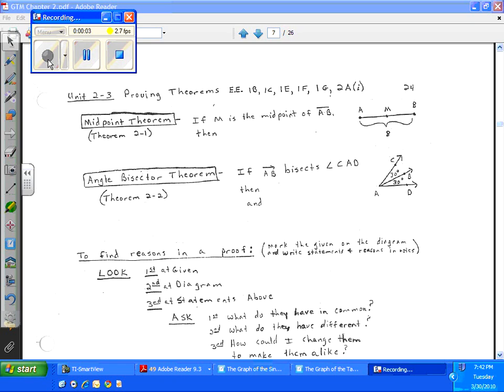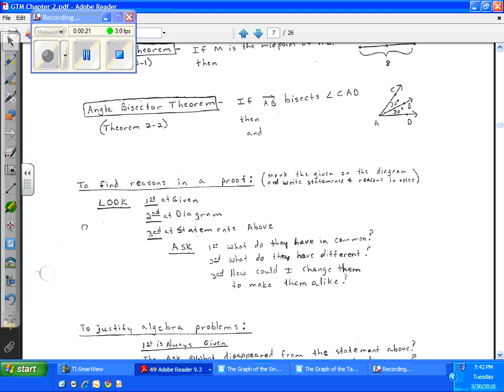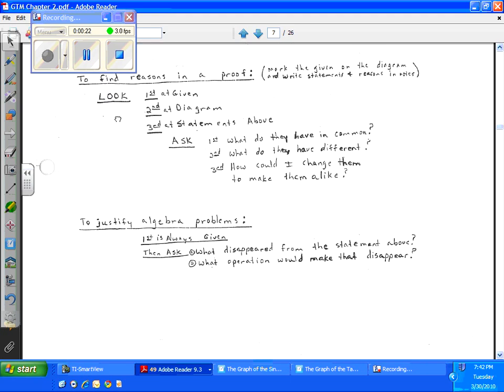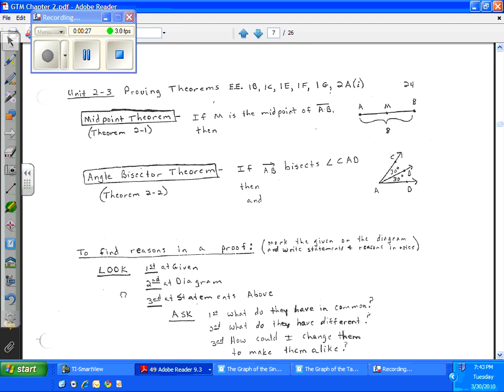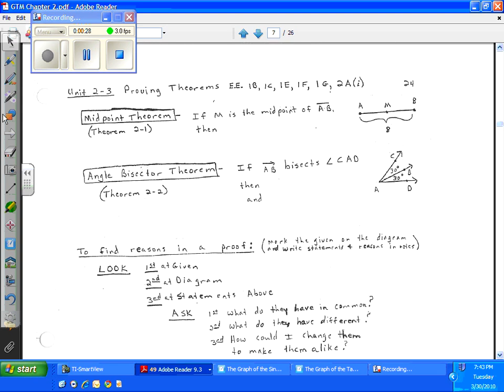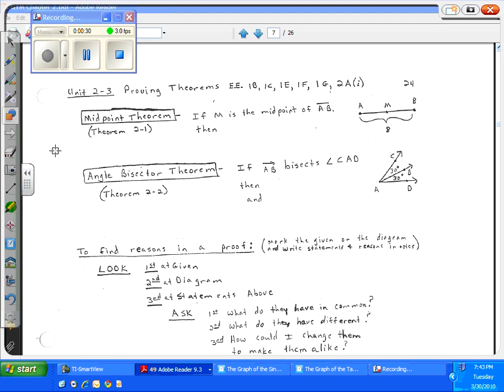Unit 2.3 is proving theorems. We have a couple of theorems on this page, and we're gonna prove them. This whole two-column proof thing is not on this page, but we're gonna do that. I would have just kind of gone to the side and done this in class. The bottom is steps in finding reasons in a proof and then justifying algebra problems, and we'll get to that in just a minute. What I'm going to do is show you how to do a two-column proof.